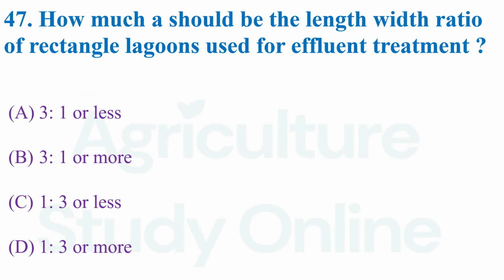Question number 47. How much should be the length and width ratio of the rectangular lagoons be, which is used for effluent treatment? For the effluent, that is wastewater treatment, lagoons are designed actually to promote the plug flow conditions, to reduce the short circuiting, and to increase the retention time. So the ideal length to width ratio should be 3:1 or more.